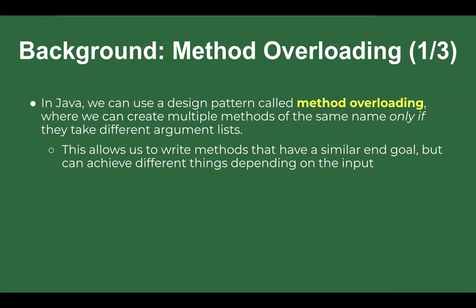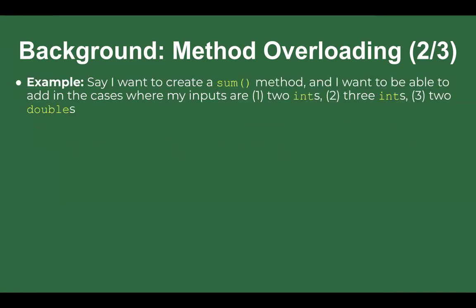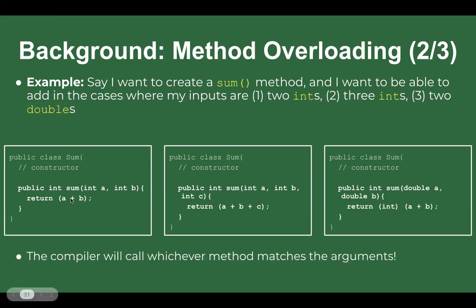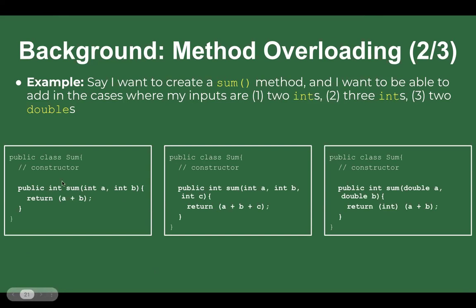And so this allows us to write methods that have a similar end goal, but can achieve different things depending on the inputs. As an example, let's say I want to create a sum method, and I want to be able to add in the cases where my inputs are 2 ints, 3 ints, and 2 doubles. So here they are, and you can see in every single one, they all have the same name and declaration. It's public int sum. It's going to return an int. But where they differ are both their parameters and what they actually return.